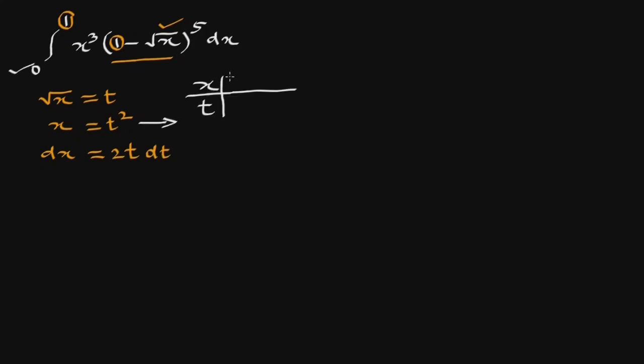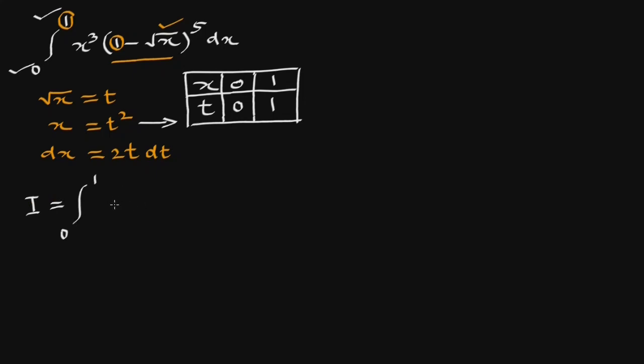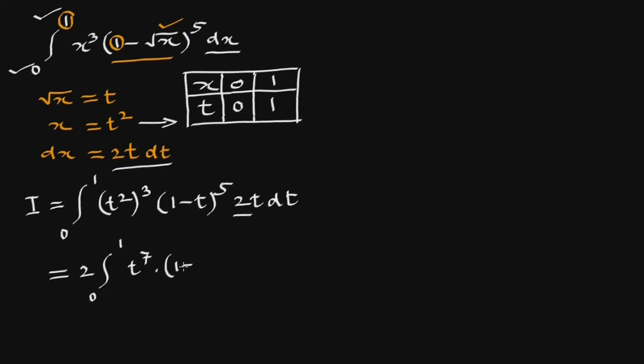Let us check the change in limits due to this substitution. When x is 0, t is also 0. When x is 1, t is also 1. So there is no change in the limits of integration. The new integral will be from 0 to 1 of t square cube into 1 minus t raised to 5. In place of dx, we write 2t dt. This reduces to 2 t raised to 7, 1 minus t raised to 5 dt, which finally becomes 2 times the beta function 7 plus 1, 8, comma 5 plus 1, 6.